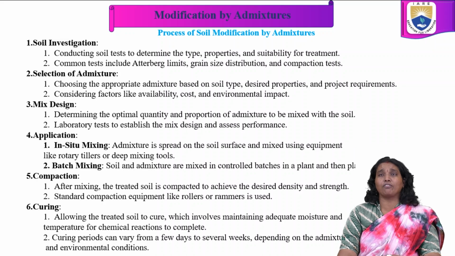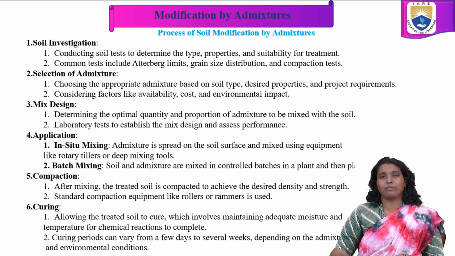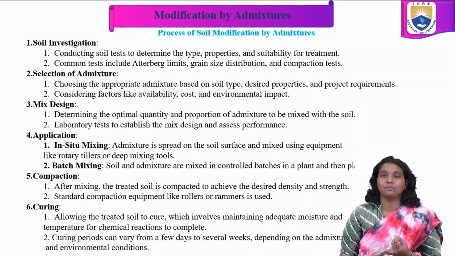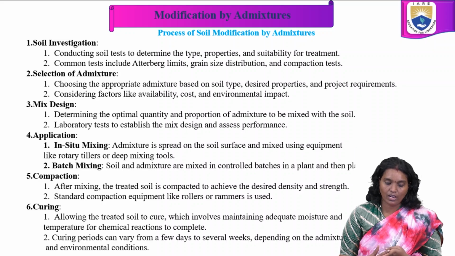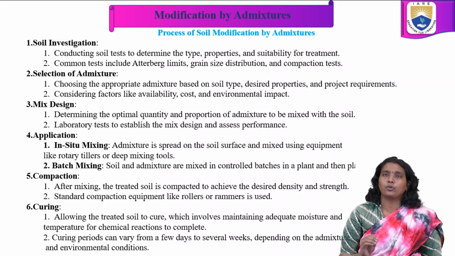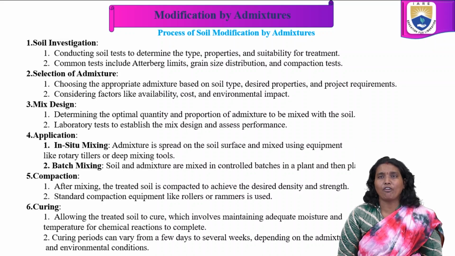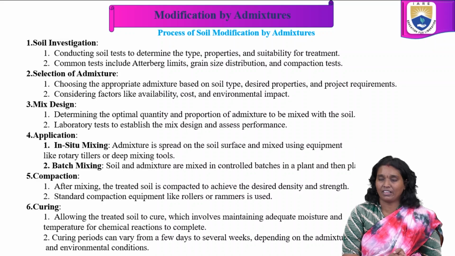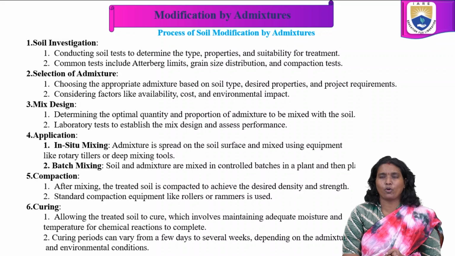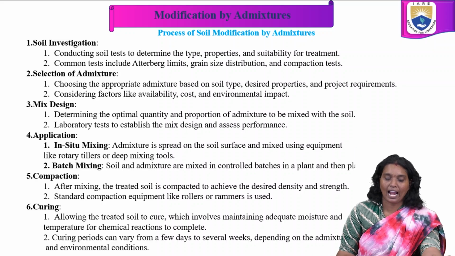Coming to the process of soil modification by admixtures. It involves soil investigation, selection of the admixture, the mix design, whether low, high, or medium, the various applications involved, and then compaction and curing. These are all the procedure steps. The first step is starting with the soil investigation. So this is the process of soil modification by admixtures.